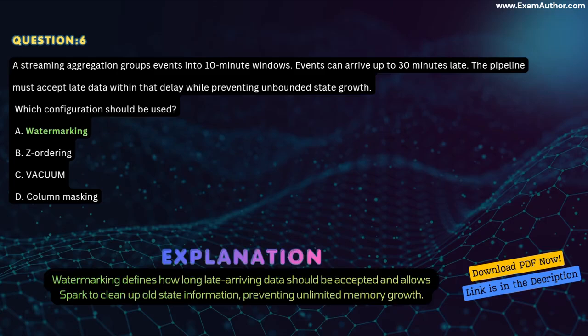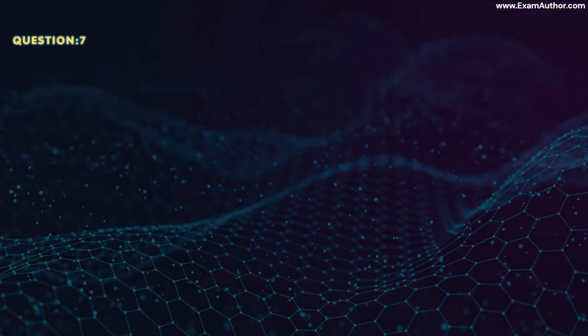Correct answer: A. Watermarking. Explanation: Watermarking defines how long late arriving data should be accepted and allows Spark to clean up old state information, preventing unlimited memory growth.